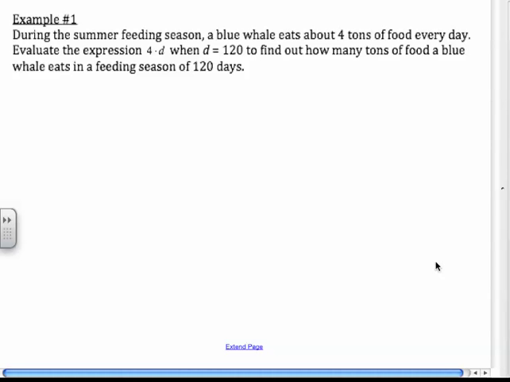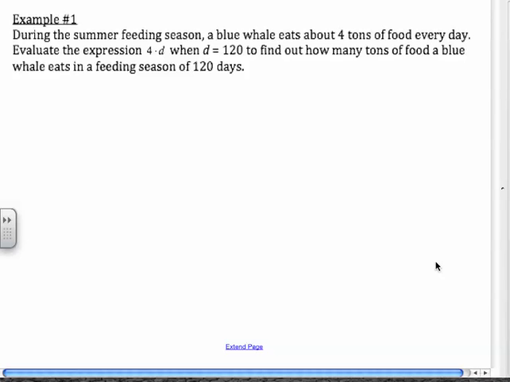All right, this first one says, during the summer feeding season, a blue whale eats about 4 tons of food every day. That's insane. That's 8,000 pounds of food in one day. I guess that's why we need a big ocean, right? To find 8,000 pounds of food every day. I feel like I eat a lot, but I don't eat 8,000 pounds of food every day.